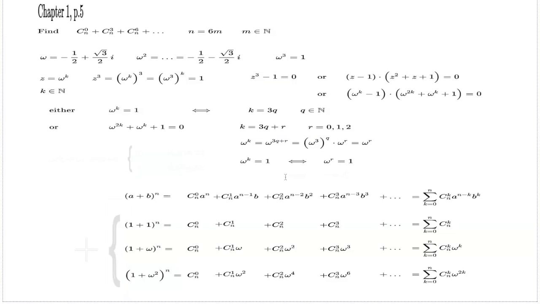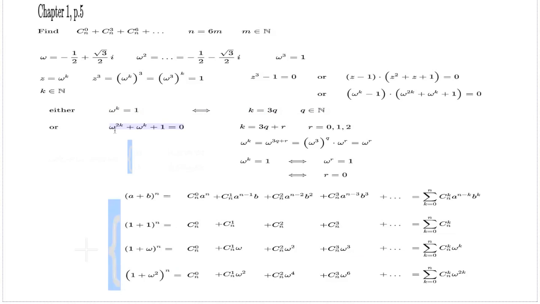I'm sorry. So the only possibility for this to happen is r being 0. But r being 0, given that r is the remainder, is simply saying that k is a multiple of 3. So this equivalence is now established. Let me summarize: what we realize is that omega to the power k equals 1 if and only if k is a multiple of 3.